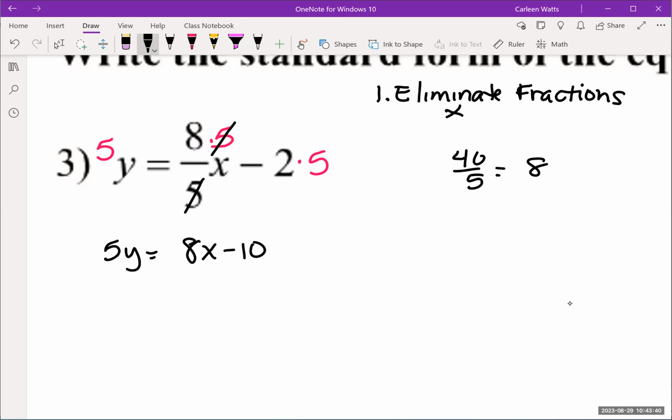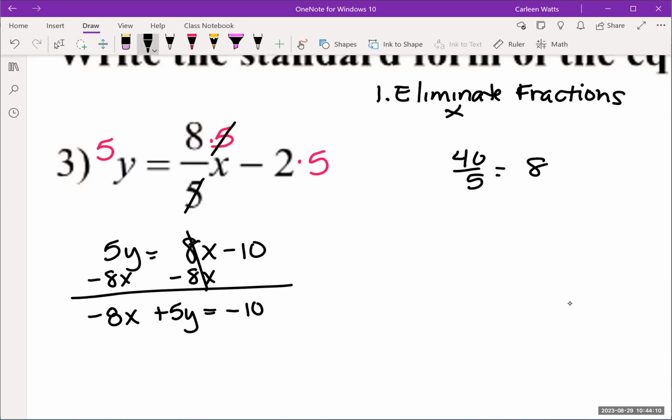Standard form, I have to have my x's, my y's, my equal sign, and my constant term. So I'm going to subtract 8x from both sides. That way it'll move it to the other side. Cancel. Right, so I moved it.